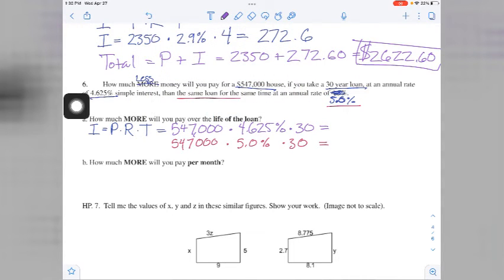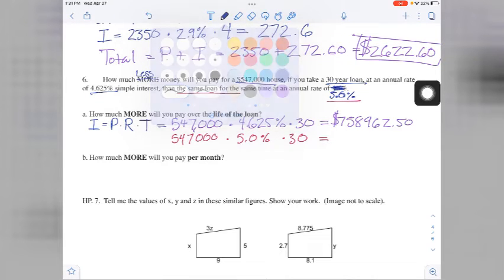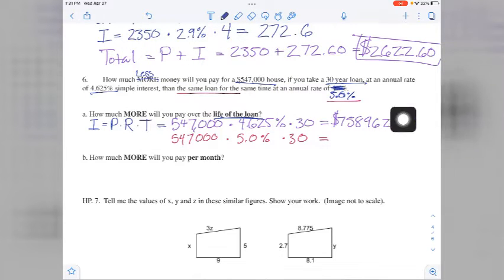So for me to calculate 547,000 times 4.625% times 30 years, I come up with the number $758,962.50. That is just the interest that I will pay on this loan over the life of the loan, which is 30 years. So this is how much we will pay for 30 years. So over the entire life of the loan, that's how much we're going to pay off.